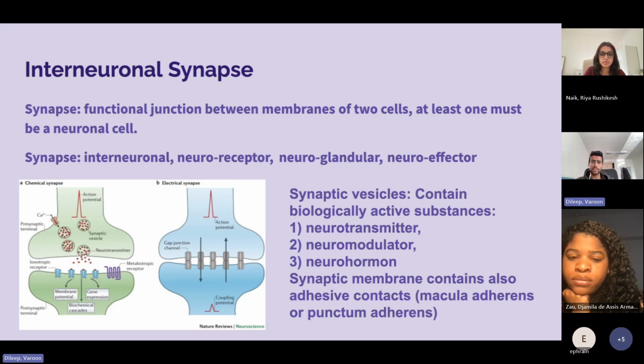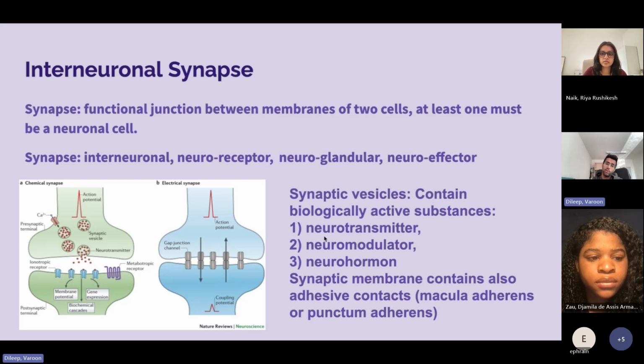Synaptic vesicles are small bubbles within the synaptic membrane, and they contain different chemicals. These include neurotransmitter, neuromodulator, and neurohormone. Neurotransmitters are chemicals that send messages from one neuron to another. Neuromodulators are chemicals that adjust or fine tune the way the neurons respond to other signals. And neurohormones are chemicals that act just like hormones.